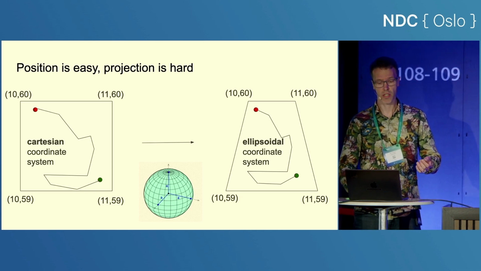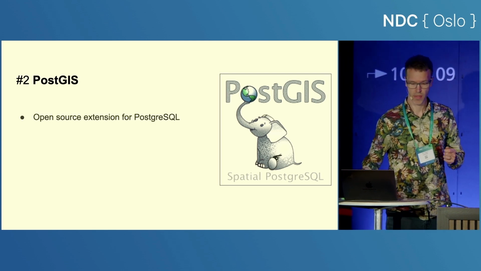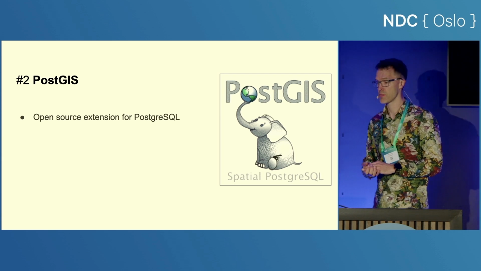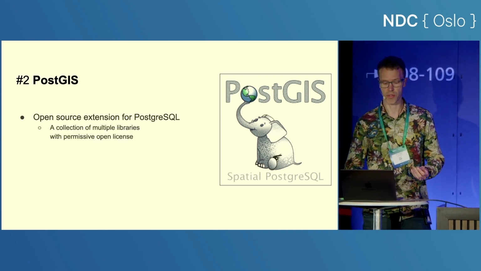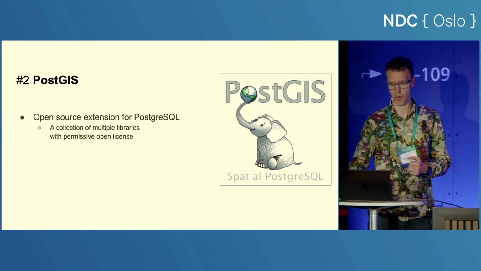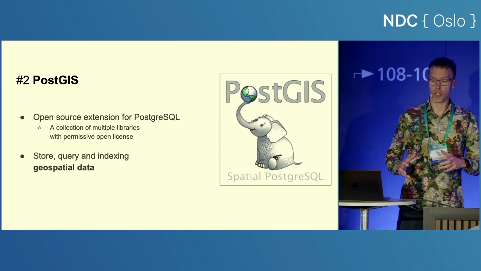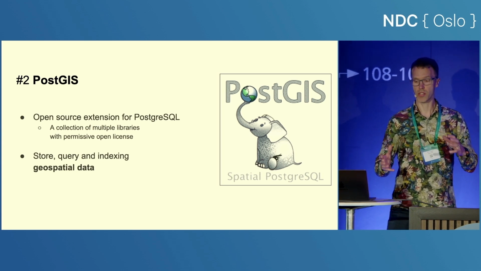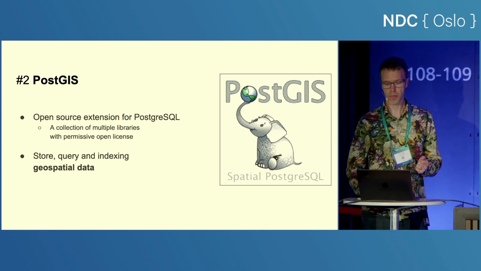But lucky me, there's an extension for that. It's called PostGIS. It's an open source extension for Postgres, and this lets me do what I want to do with these geographical types. It's a permissive license, you can run it anywhere. And it lets me store, query, and index geographical data types, not just points or lines, but like polygons and areas and envelopes and stuff like that.